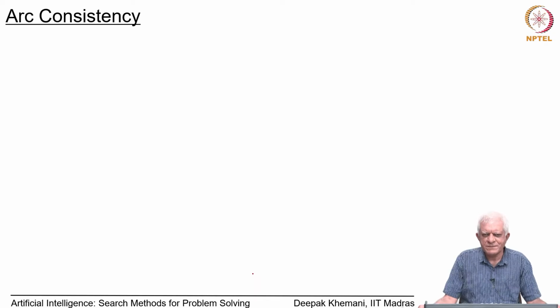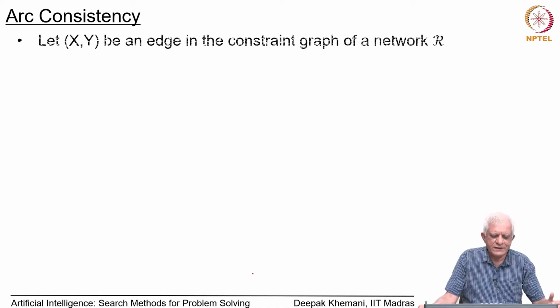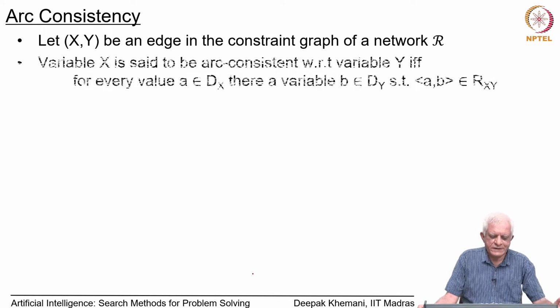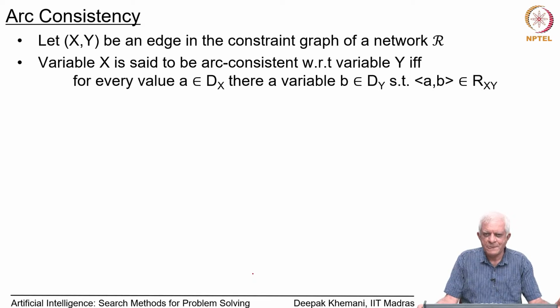So, we will look at a basic simple notion of consistency to start with, and we will then talk about higher orders of consistency. The simplest kind of consistency is called R consistency, and the idea is as follows. Remember that we have a constraint graph which we are trying to solve. So, let x y be an edge in the constraint graph of a network R essentially. We say that a variable x is said to be R consistent with respect to a variable y. So, x and y is an edge, remember.